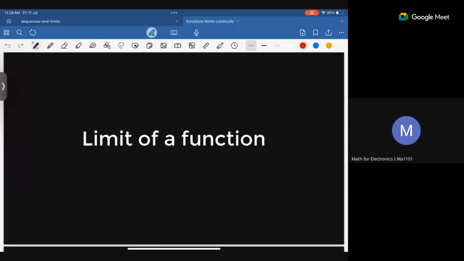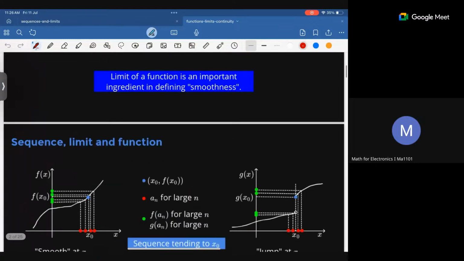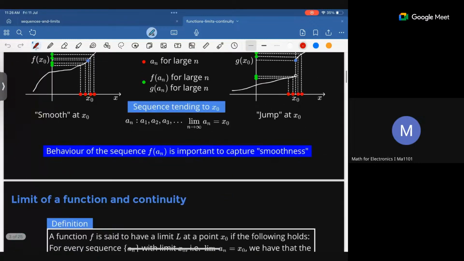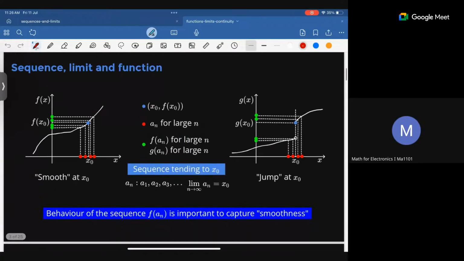All right, let's resume. So in week 4, mostly we'll have to focus on this page. So what is the limit of a function and what does continuity mean? For that, we will better understand from this particular slide.